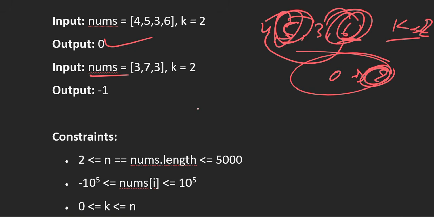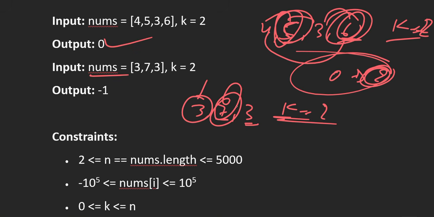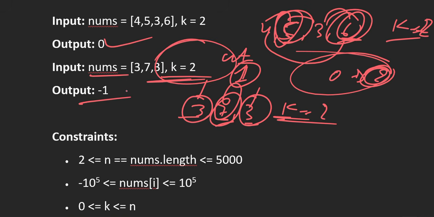So the number of operations is 0, so 0 is the answer. Next we are given 3 7 and 3 and we are asked for k equal to 2 peaks, but here if we make this element a peak then we can't make these two elements peaks. So at most we can make only one peak.